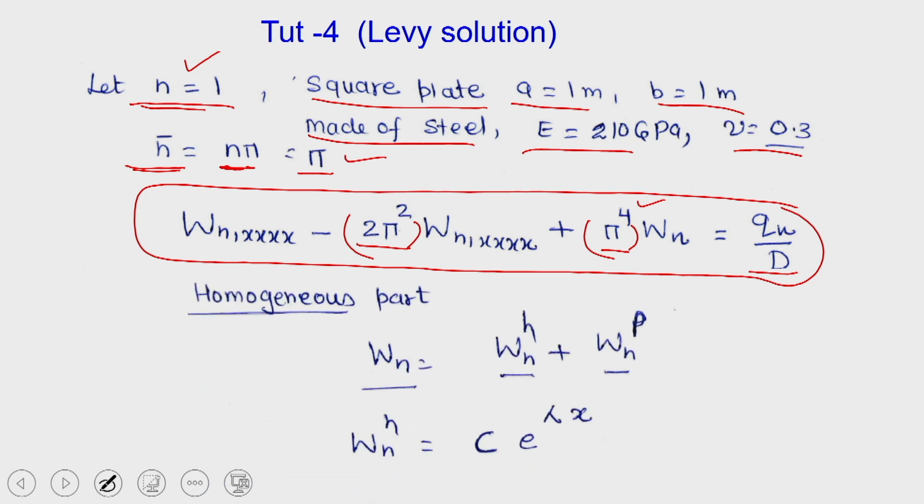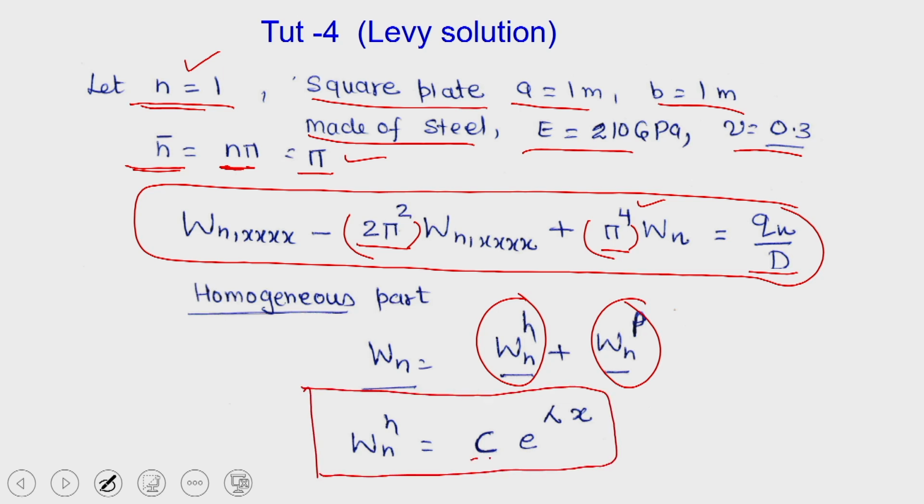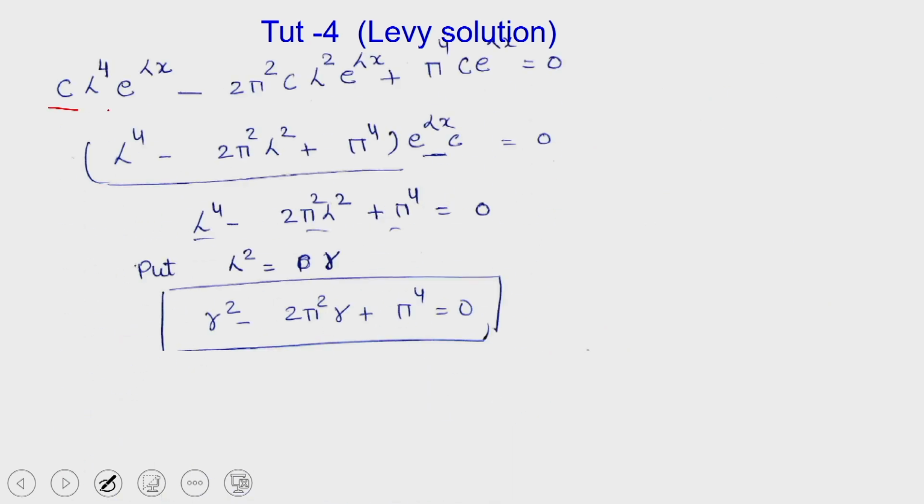Now, this is a differential equation, fourth order. So, it will have two solutions, the homogeneous solution and the particular solution. For the homogeneous case, this part will be equal to 0, and the homogeneous solution is assumed like this: C is an arbitrary constant, e raised to the power of lambda x. Lambda is unknown, or the roots of the equation, I would like to say. So, you substitute it in that homogeneous equation.